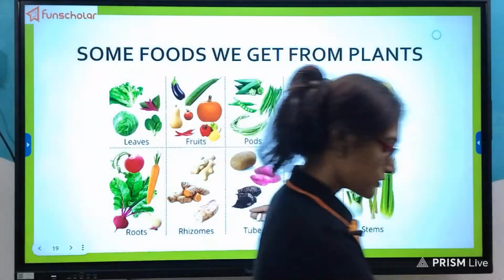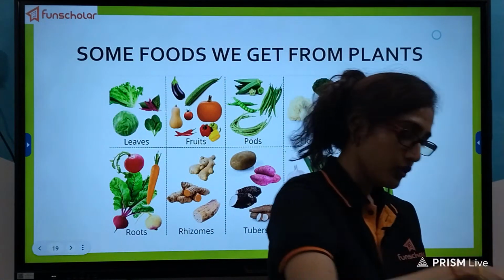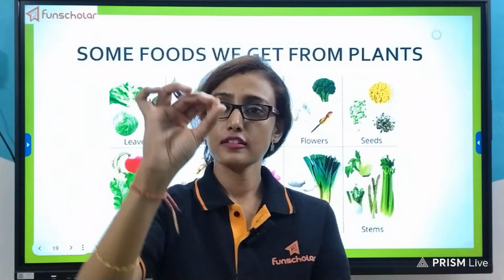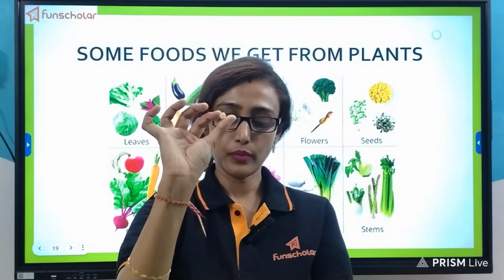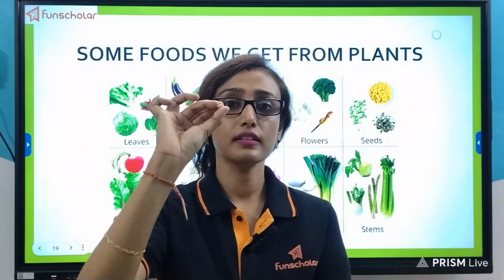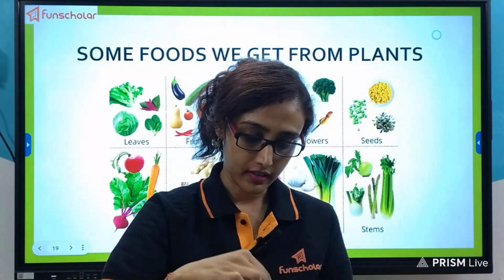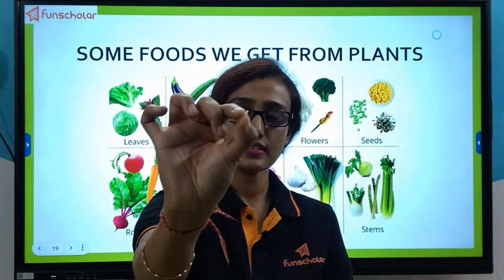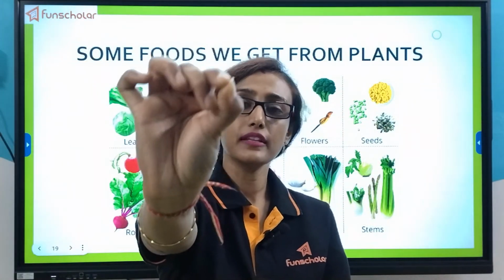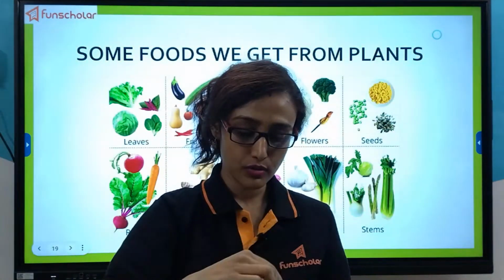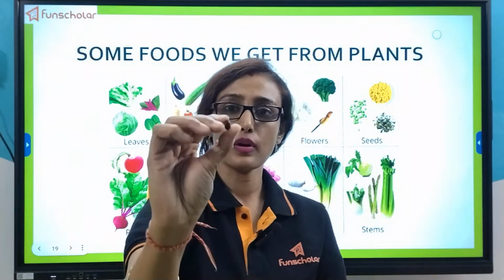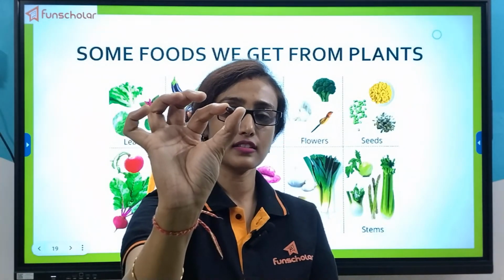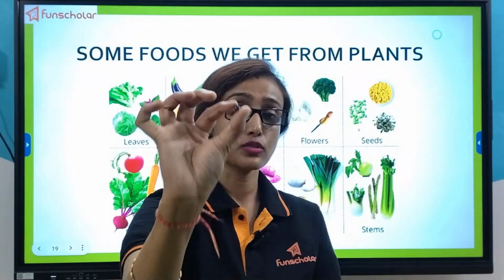Okay. Also you see, this is gram. We eat this. This is what? This is seed. Okay. Then there is rice. I think you can't see it in the camera, but you have rice in your house, so you can see. This is what? Rajma seeds. These are also seeds. We eat it.